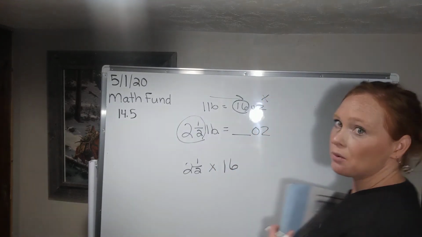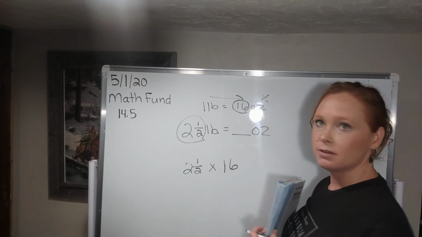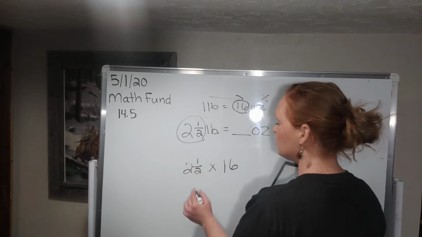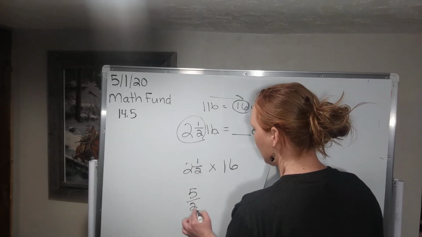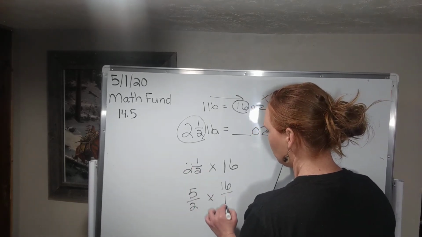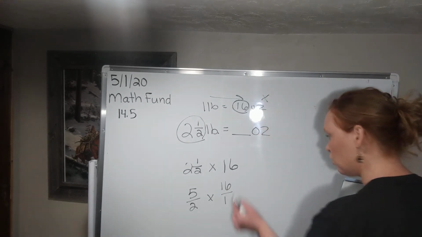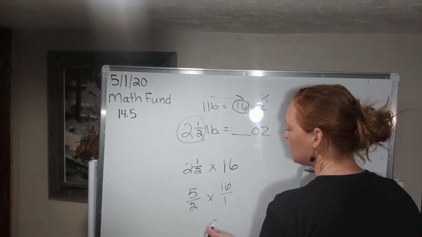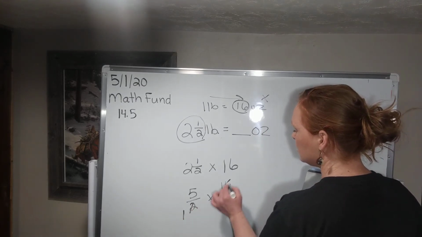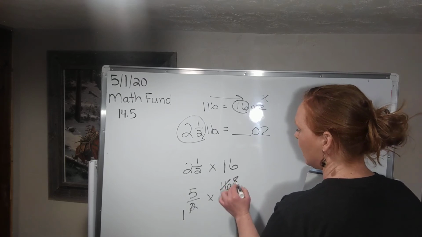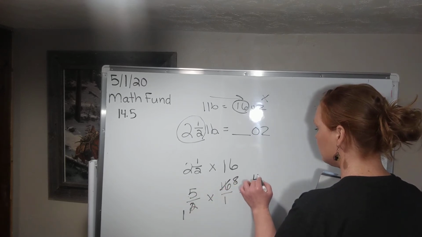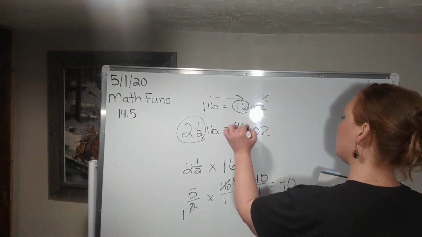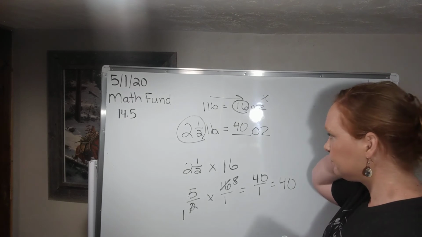Okay, well, how do I multiply this with a fraction? I need to make this an improper fraction. So 2 times 2 is 4, plus 1 is 5. So 5 halves times 16 over 1, right? I'm going to cross reduce. Oh, we're using a lot of the things we've learned already this year. 2 divided by 2 is 1. 16 divided by 2 is 8. 8 times 5 is 40 over 1. I don't need that, so just 40. So 40 ounces.